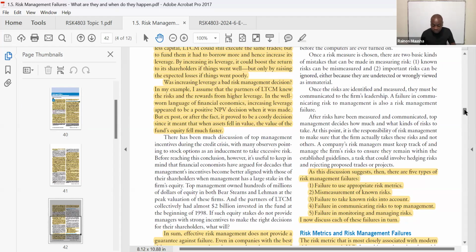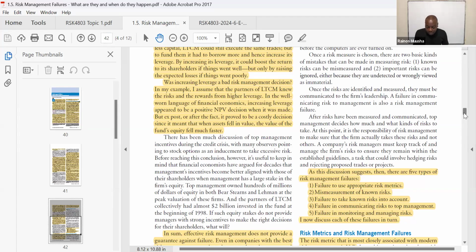So before, what I'm going to do is give you a rundown of these 5 types of risk management failures. Then we'll go back to the start of the study unit so that, based on what you've already identified as the 5 types of risk management failures, we can see how they are relevant to what has been discussed here.